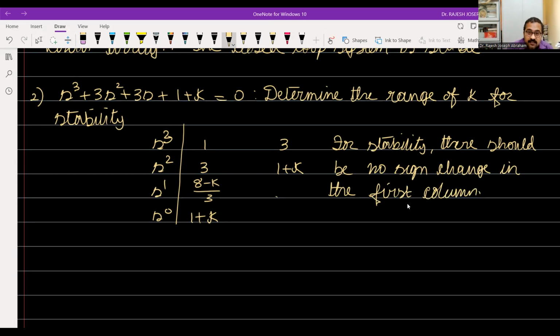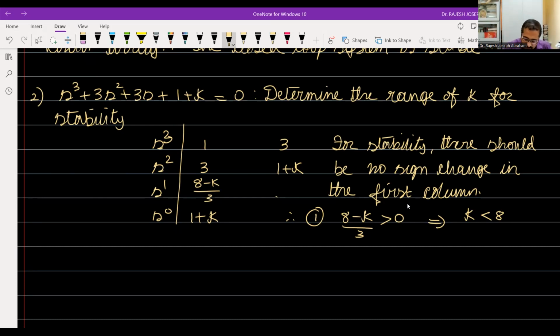Okay. So 1 is positive, 3 is positive. So (8 minus k) by 3 should also be positive. Therefore, condition number 1: (8 minus k) by 3 must be greater than 0, from which k should be less than 8. How will you find this? You take the extreme case, that means you equate it to 0 to find the limiting case. So we'll get 8 minus k equal to 0, or k should be less than 8.